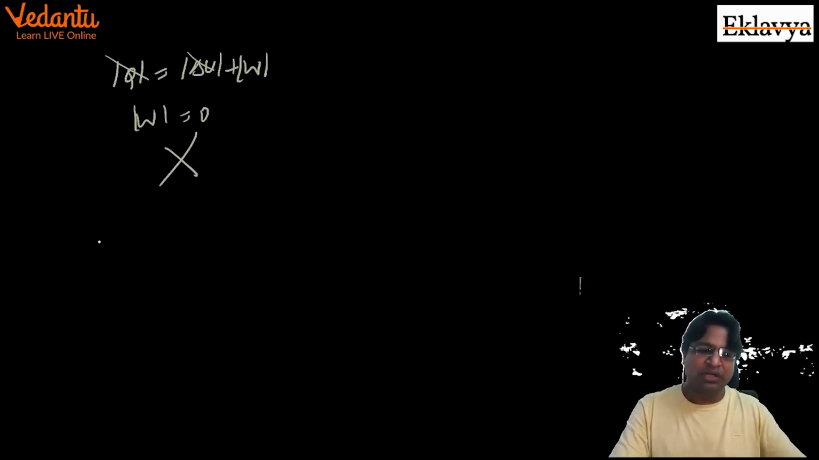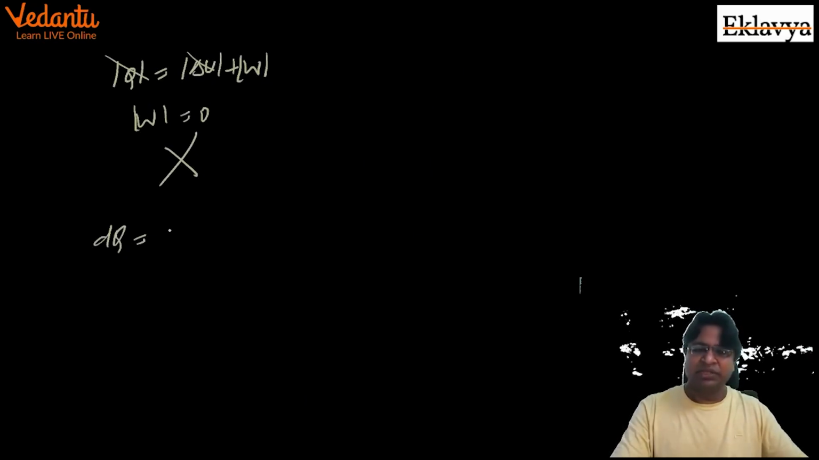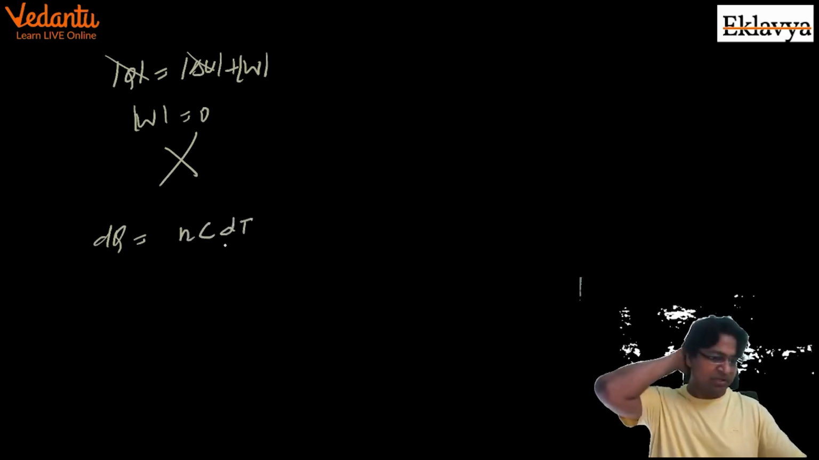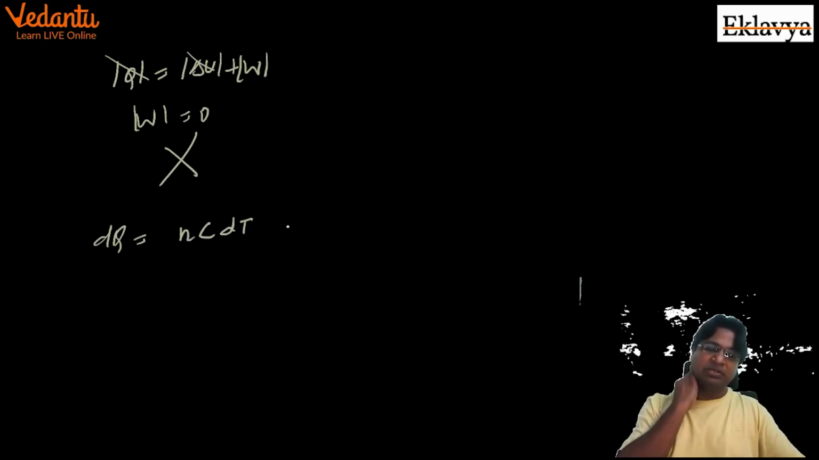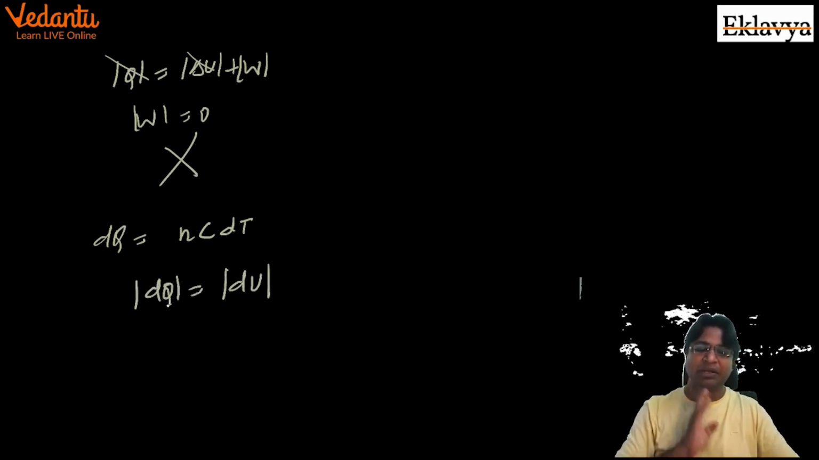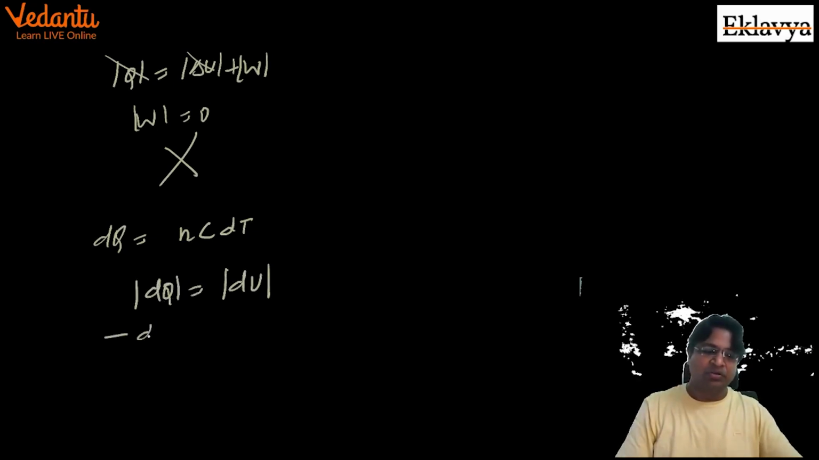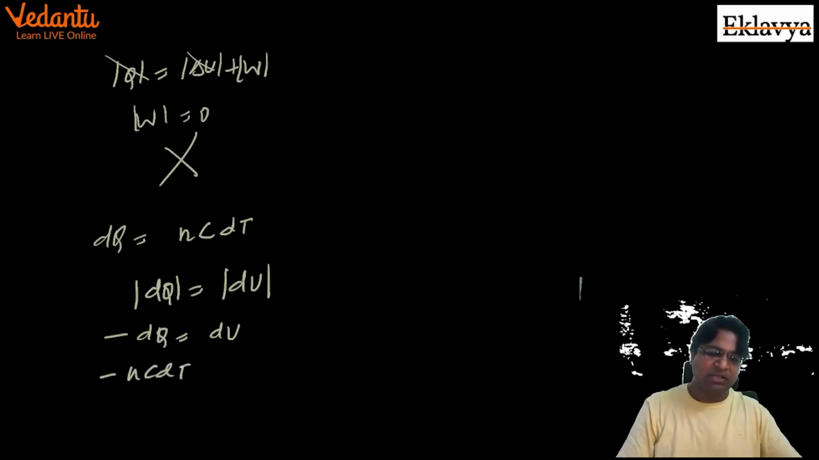So dQ can be written as, dQ is negative, so we can write this as nC dt. And remember, this is a negative number. Basically we want to write mod dQ equals mod dU, but we have to keep in mind that dQ is negative and dU is positive. So mod dQ equals dU, minus nC dt equals n Cv dt. So C becomes equal to minus Cv.